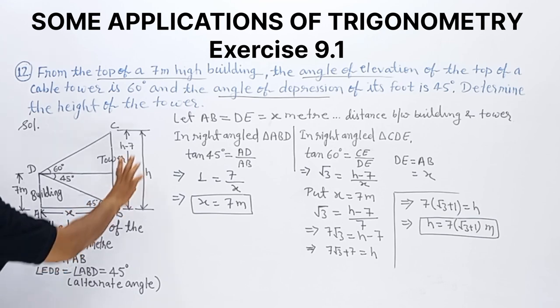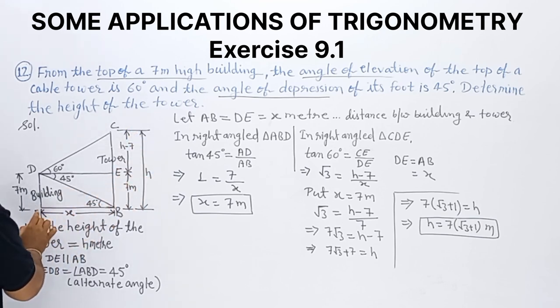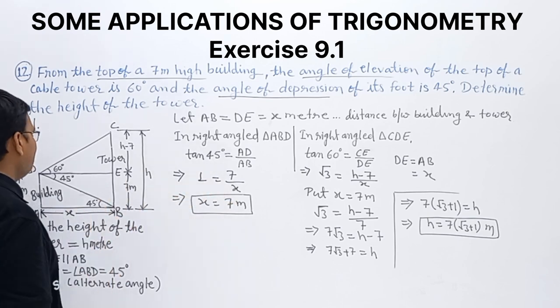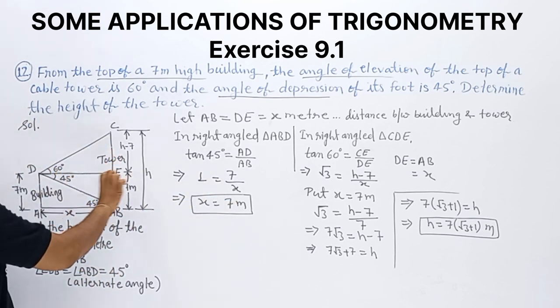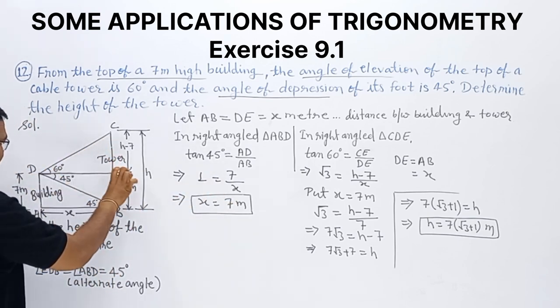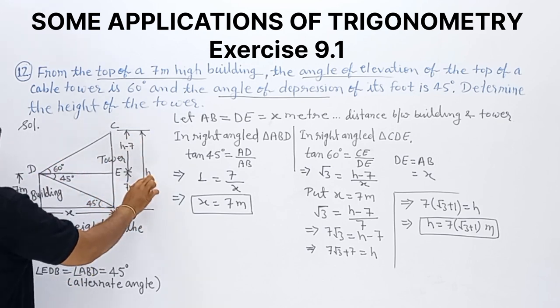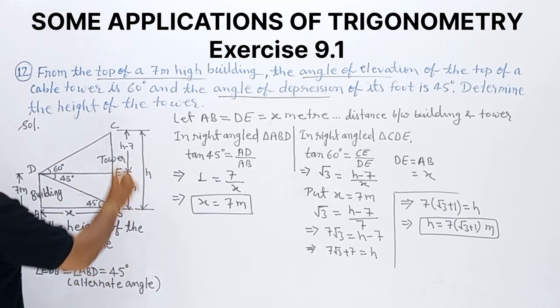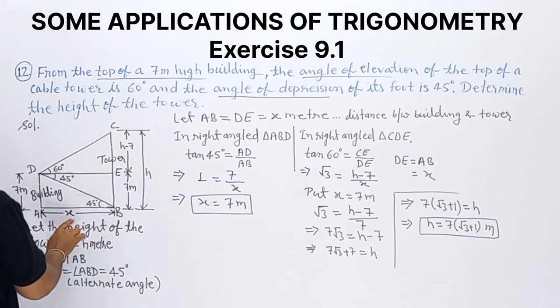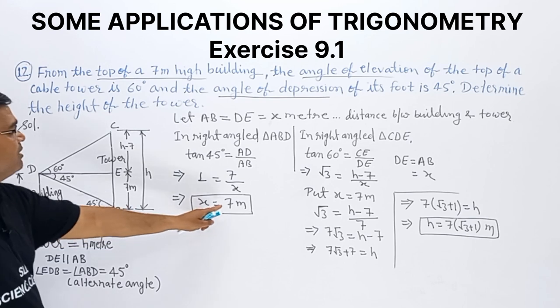Once we assume the height of the tower is h and the distance between the building and tower is x meters, applying tangent theta equals perpendicular upon base, we obtain x equals 7 meters. Now we consider this one. This is 7 meters, both being parallel lines, so this will also be 7. h is the total height of the cable tower, so this will be h minus 7. This is the perpendicular and this is the base, equal to x, which is 7 meters.